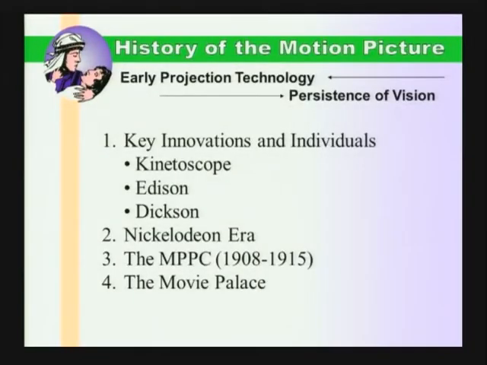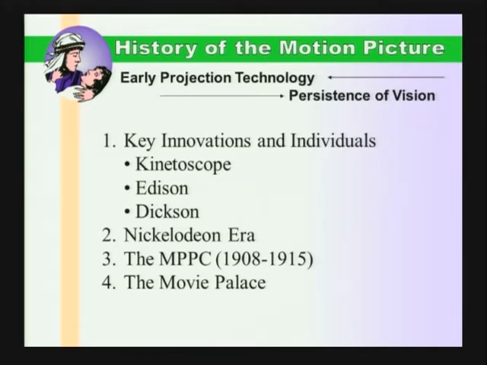Okay, the history of the motion picture, early projection technology, and persistence of vision. Persistence of vision is that theory that we have a series of still frames that are moving past that lens. That projector is projecting that, and that gives the illusion of movement. That's persistence of vision. We have 24 frames per second because that was sound reproduced at its best fidelity if you ran it that fast. That's the only reason it's 24 frames per second.